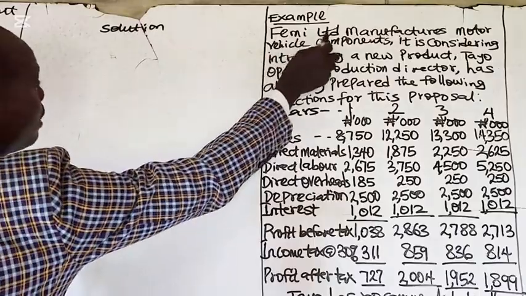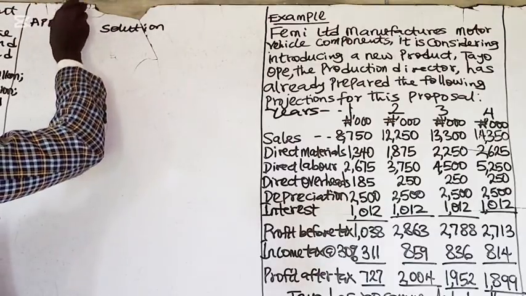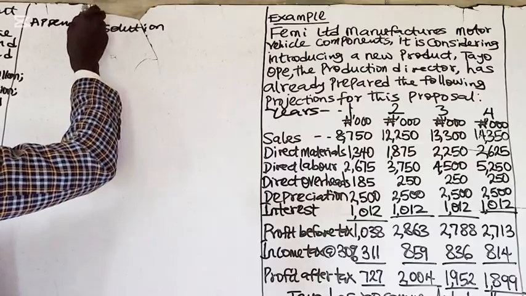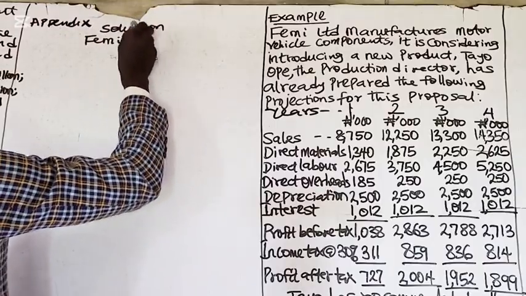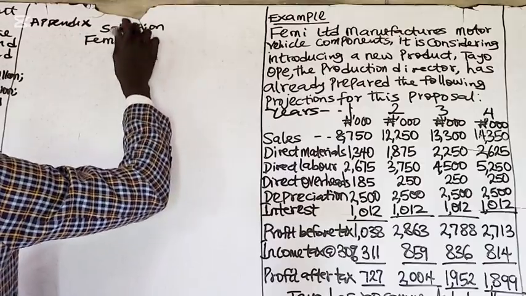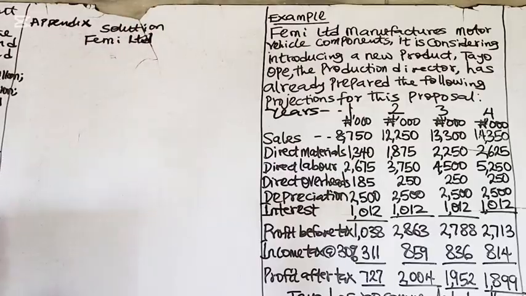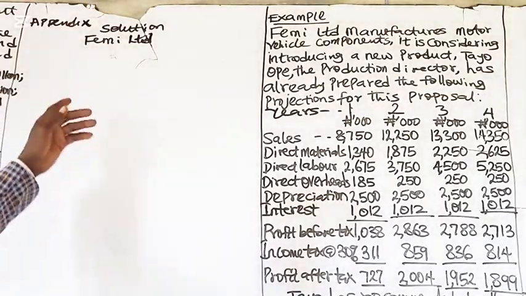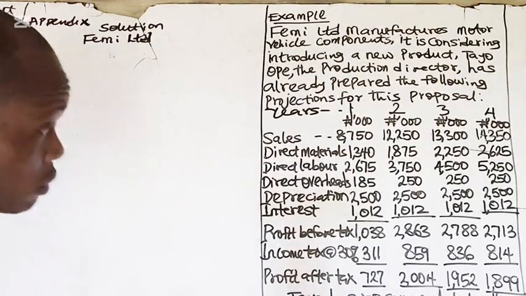The name of the entity is Femi Limited. So I want to have this as an appendix to the report. For the purpose of the net present value, we want to calculate the cash flows associated with the project. I will calculate the net present value in 2 ways. Whichever method you prefer under exam condition, you may go with it.